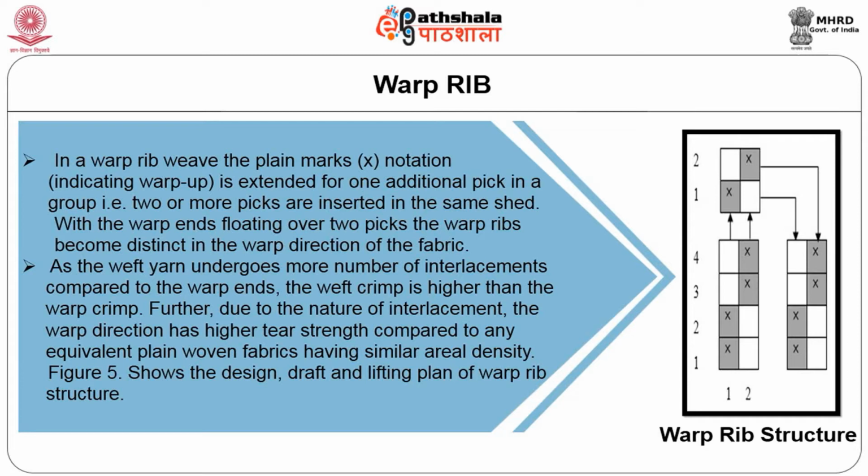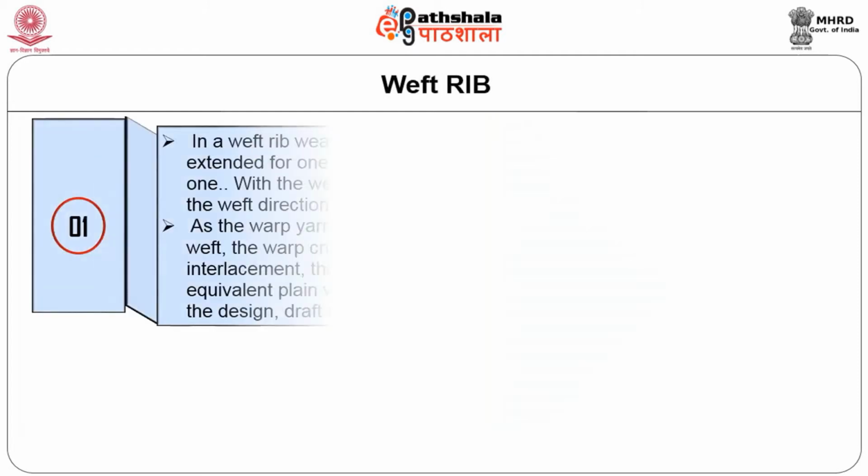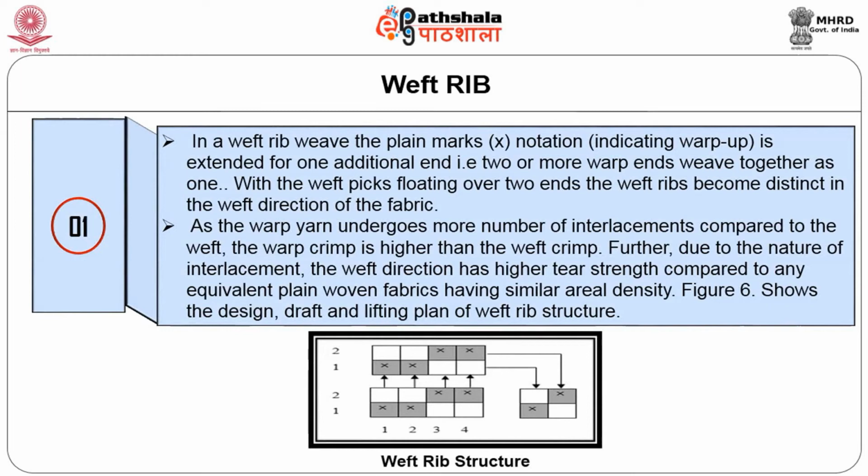The threads of warp end 1 are drawn through heald shaft number 1, and the ends of warp end 2 are drawn through heald shaft number 2, and the lifting plan is very similar to the basic design. Weft rib.